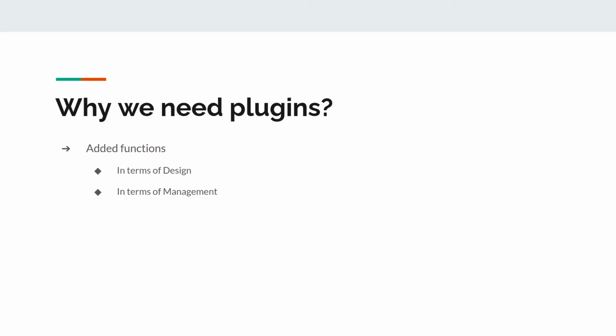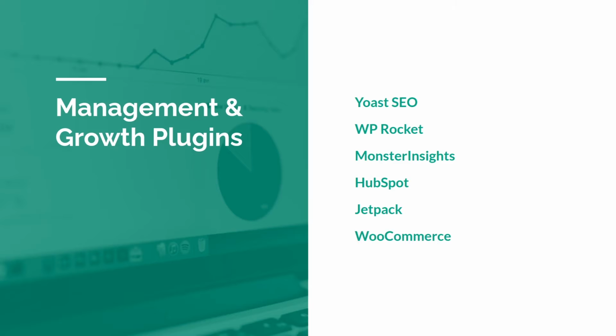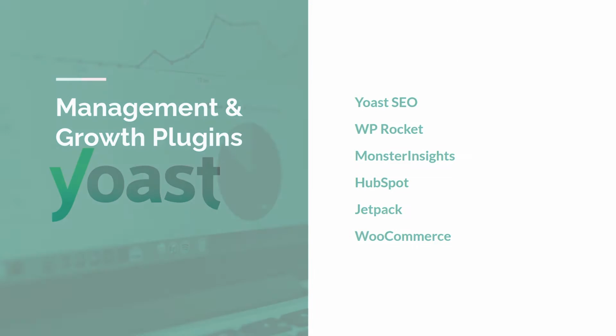Alright, so enough of the introduction. Now let's dive straight into the first plugins that we are going to introduce to you. We are going to start from the management and growth plugins first. For this category, I have chosen what I think is one of the best, if not the best, out of their own field. The first one we have is Yoast SEO, followed by WP Rocket, MonsterInsights, HubSpot, Jetpack, and WooCommerce. Now, bear in mind that there's no ranking in this list, as they are all the representatives for their own feature set. Now, let's get straight into it.